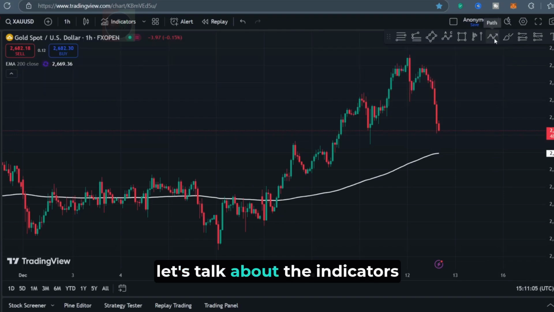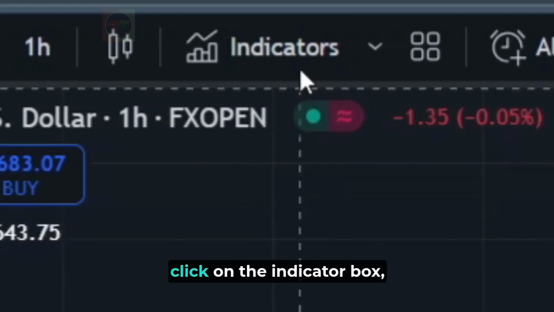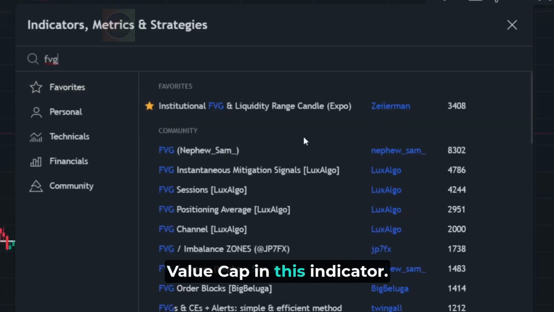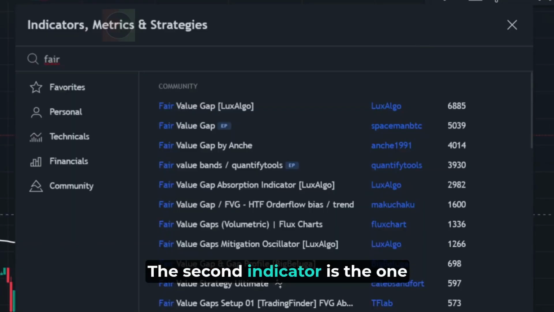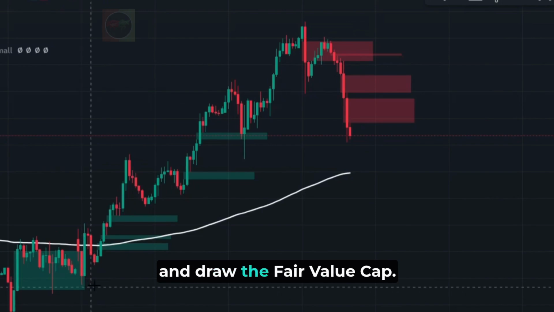First, let's talk about the indicators that draw the fair value gap effortlessly and correctly. We'll focus on two. First, go to the TradingView platform, click on the indicator box, and then try typing FVG or fair value gap in this indicator. Here, if we click on it, it will be added to the chart, and as you can see, it will draw the different types of fair value gap. The second indicator is the one from LuxAlgo and is called fair value gap. By clicking on it as well, it will be added to the chart and draw the fair value gap.